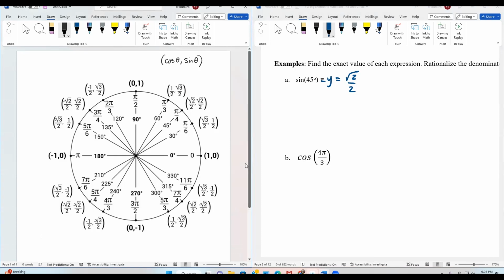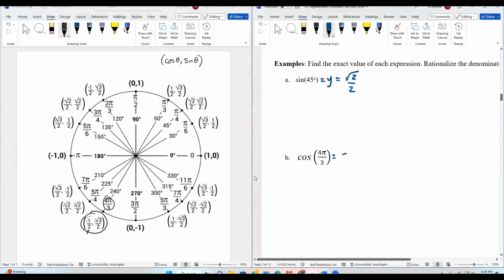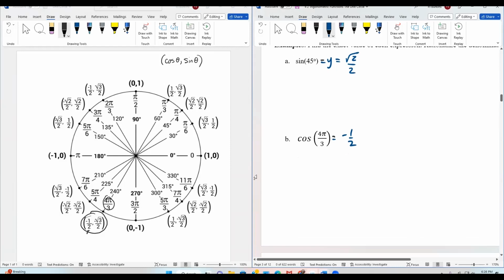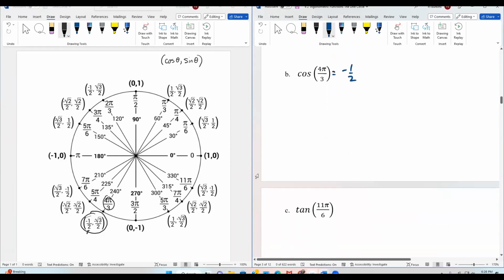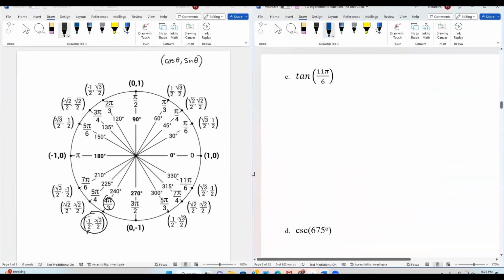So we just need to locate 4 pi over 3. Well, as I go around, I see pi over 3, 2 pi over 3. Here I land on 4 pi over 3. And these are the values of x and y, or the cosine and the sine. So the cosine of 4 pi over 3 looks to be the x value, which is negative 1/2. All right, let's continue.